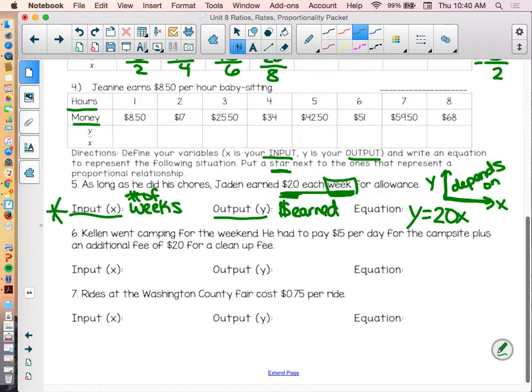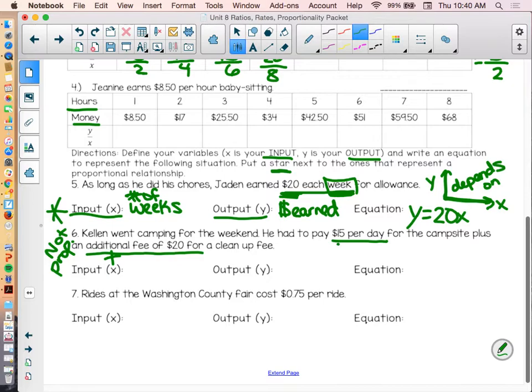If I look at the next one, $15 per day plus an additional fee. What does that automatically, what do you think of in your head? Additional, in my head, I think of add. If there's adding, is this proportional? No. You should be telling yourself no, not proportional. And the reason is because of that additional fee. So again, you have to figure out what's the x, what's the y. Y depends on x. I can help you with this again tomorrow if you need it.